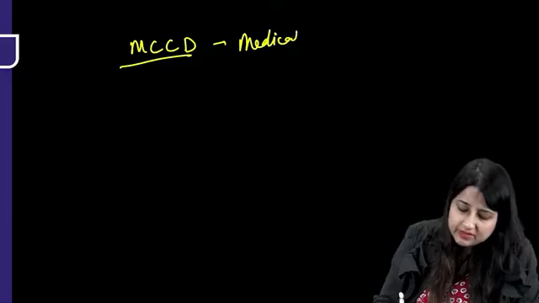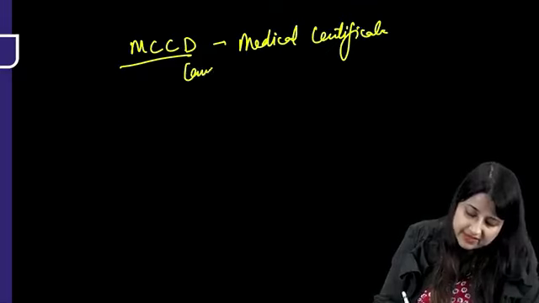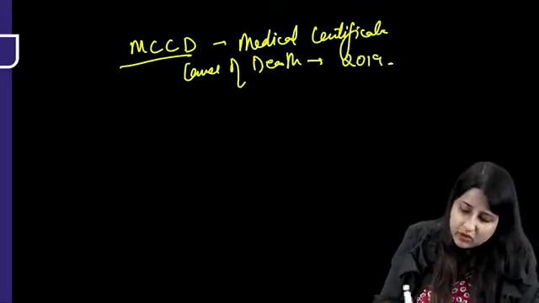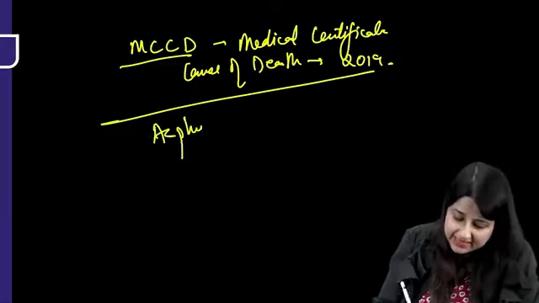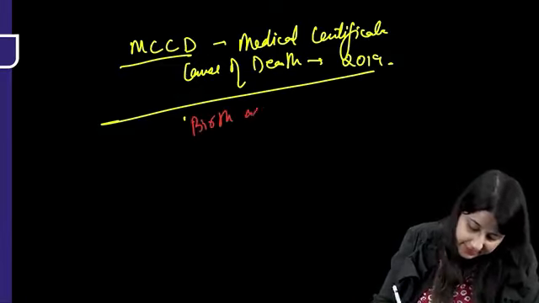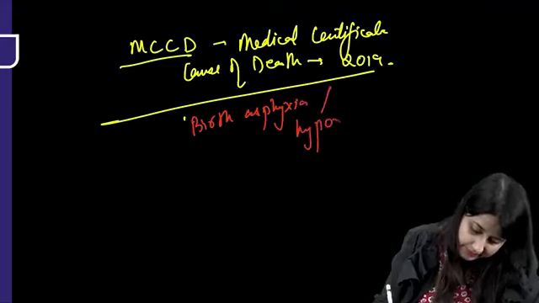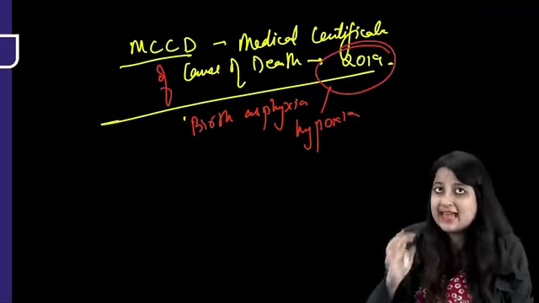So there was one more survey, the medical certification of cause of death survey, which was done in 2019. According to that, the most common cause of neonatal, infant and under 5 mortality became birth asphyxia, or hypoxia. Okay, medical certification of cause of death survey of 2019.